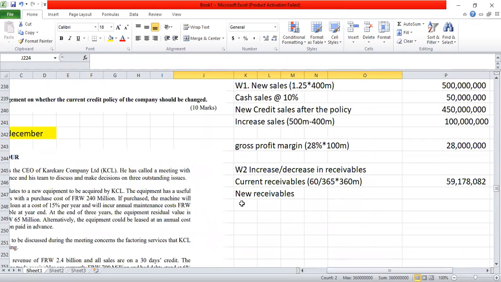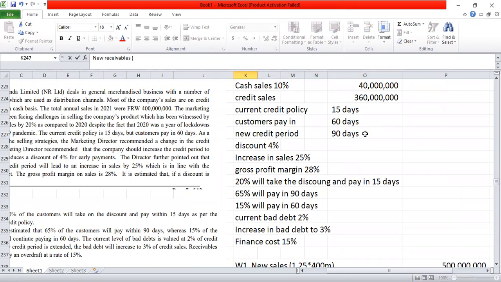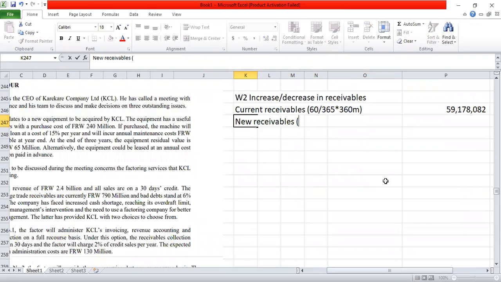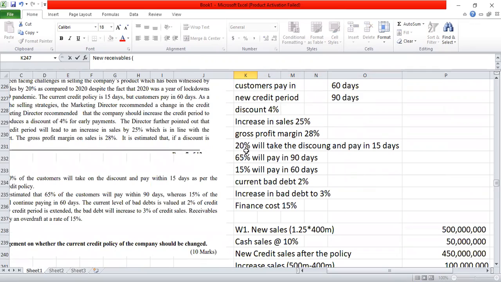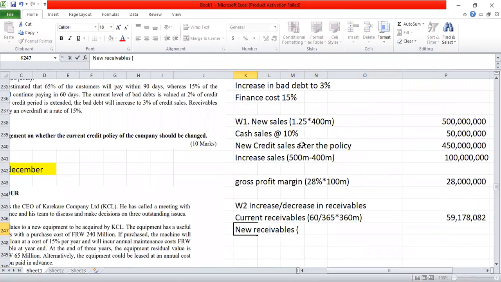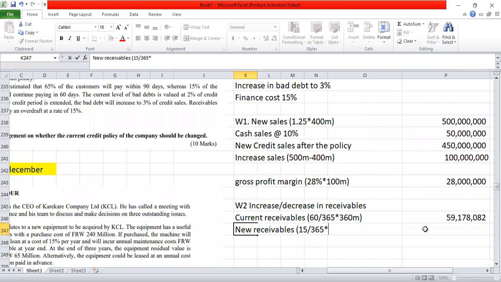I think they have not changed the data. Now, 20% will pay in 15 days. So this is 15 over 365 times 450 million.